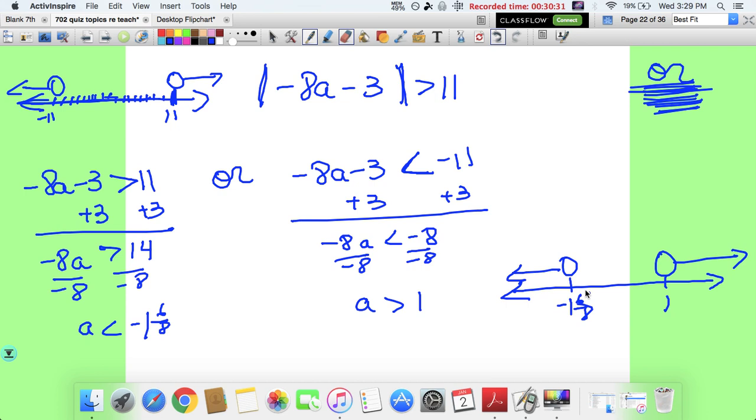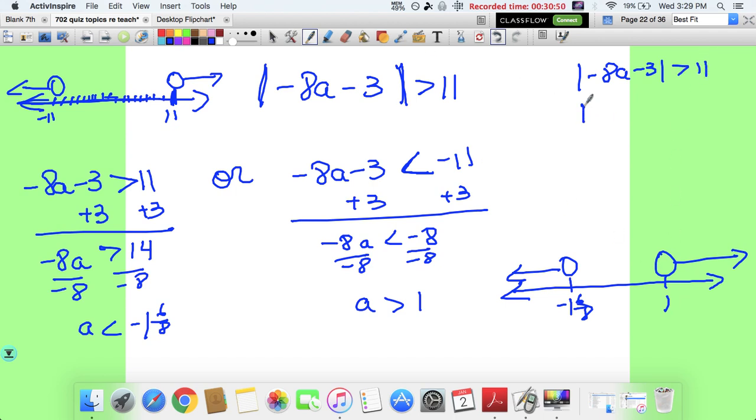Okay, so any number that is less than negative 1 and 6/8 will work, and any number that's greater than 1 will work. Okay, so what does that mean? That means that if I pick a number greater than 1, let's pick 10, we'll substitute here.